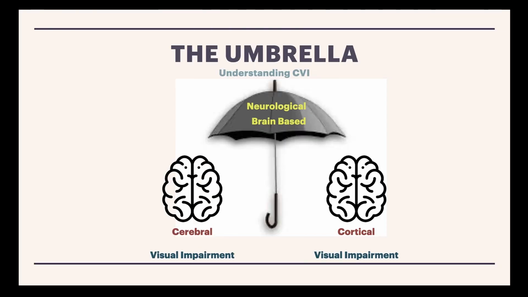I've created this infographic to help explain my understanding. The umbrella represents the neurological visual impairment or the brain-based visual impairment terms. Those are the overarching terms. And underneath that umbrella, we have cerebral and cortical visual impairments. They are not the same. Researchers would agree that they are not synonymous with one another. They are, however, under the umbrella of neurological or brain-based visual impairments.